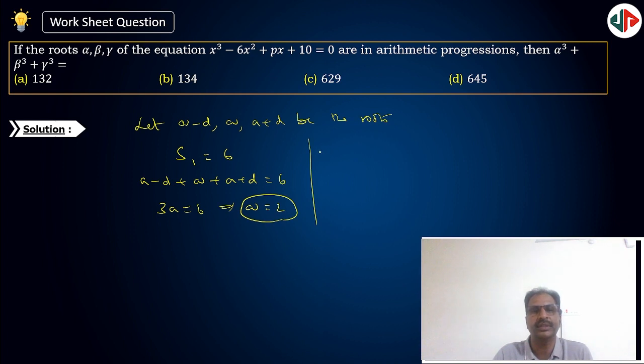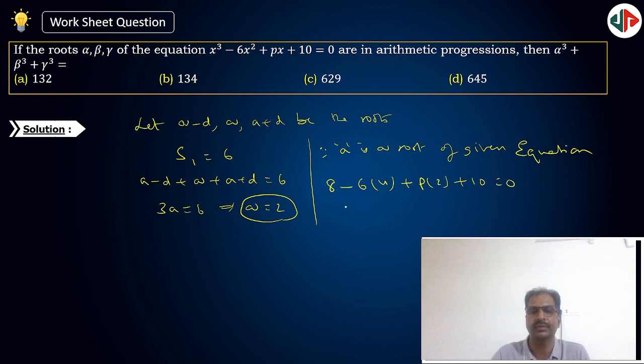Now, since a is a root of the given equation, in place of x I can put a. A is nothing but 2. So 2 cube, 6 into 2 square, p into 2 plus 10 is equal to 0. So this is 8 minus 24 plus 2p plus 10 is equal to 0. From this, what will be the value of p?